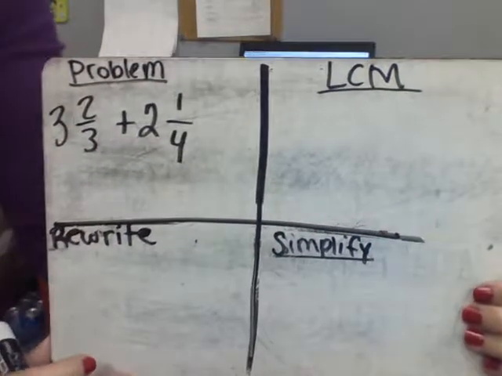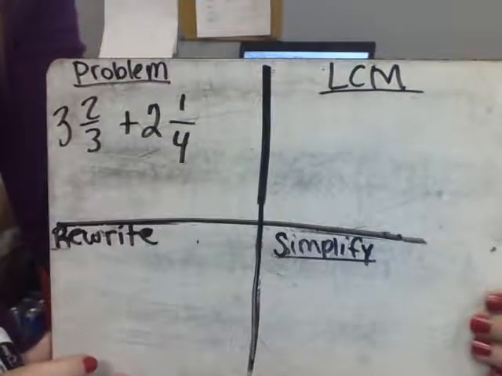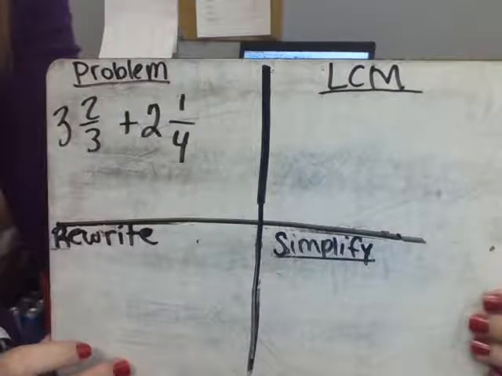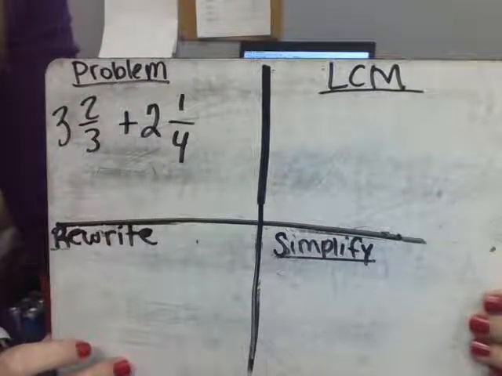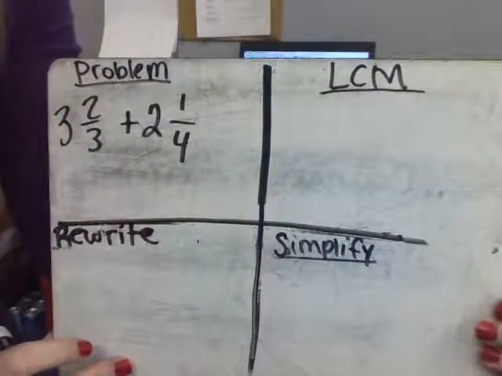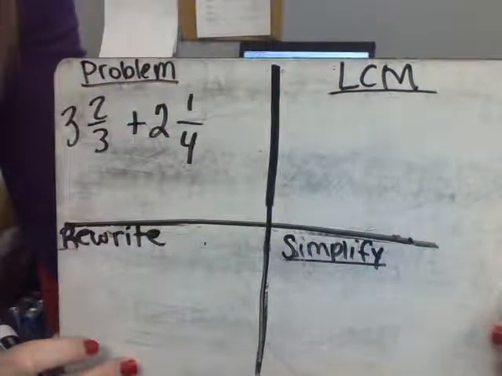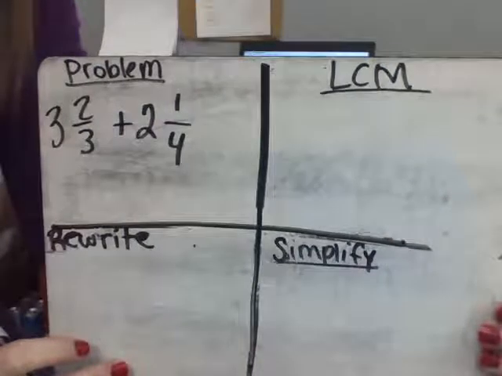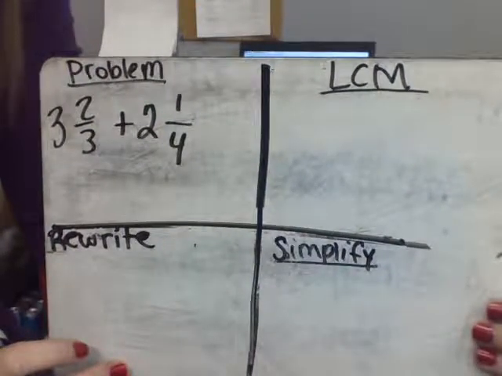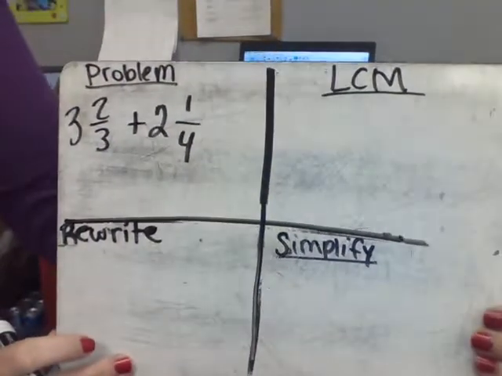Okay, this is an instructional video on adding mixed numbers with unlike denominators. The way I have this set up is I teach this as the 4-square method. They do not have to do this on their homework. It's just a way of organizing the steps.